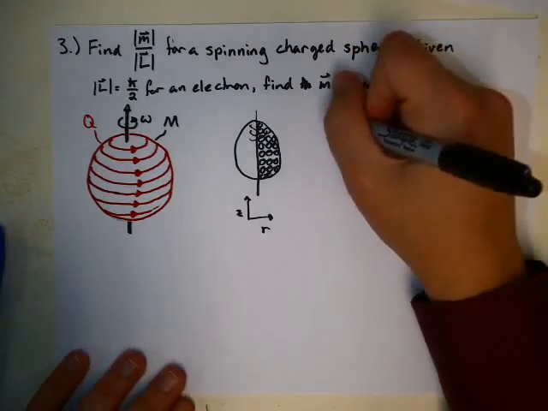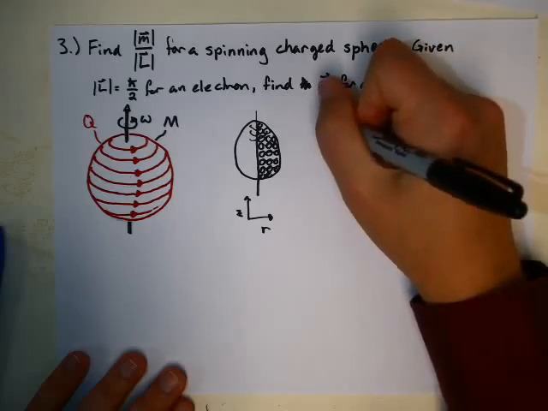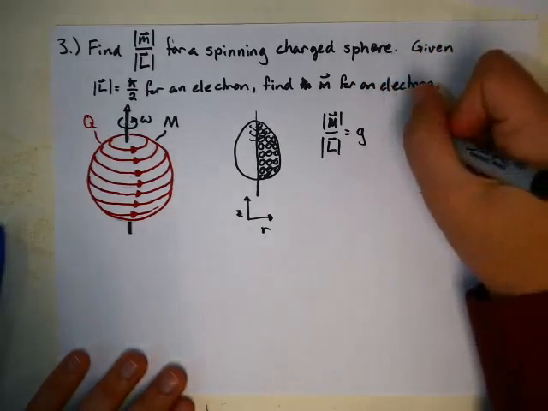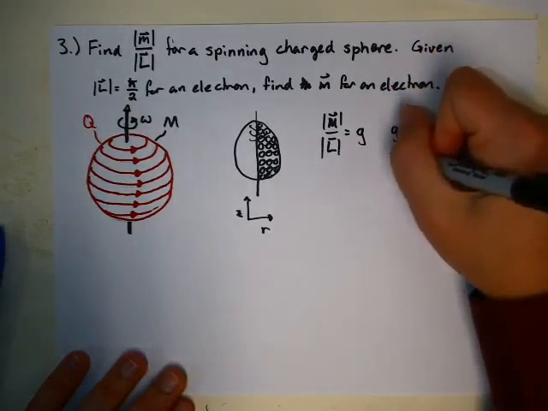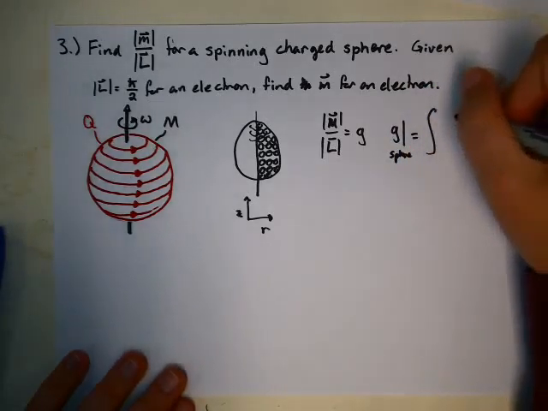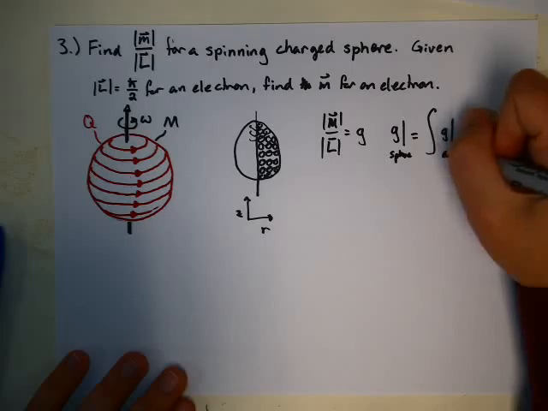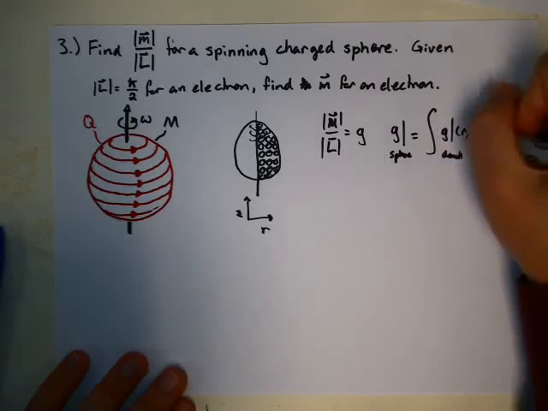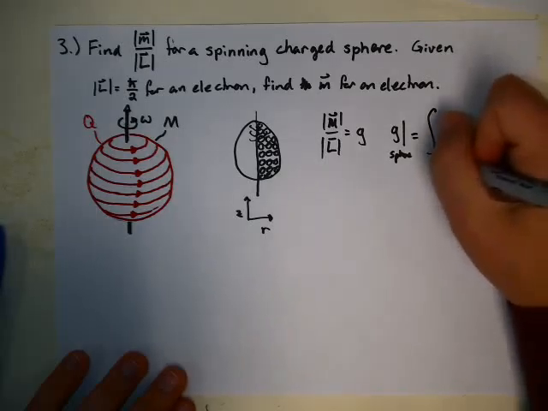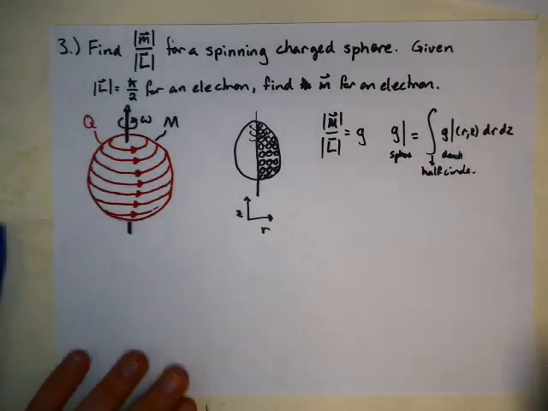And I'm going to say that my gyromagnetic ratio is M over L. I'm going to call that the gyromagnetic ratio, little g. The gyromagnetic ratio for a sphere is going to be equal to the integral of gyromagnetic ratios for donuts, as a function of R and Z, dr dz over a half circle. So that's the integral that I'm going to be looking at.